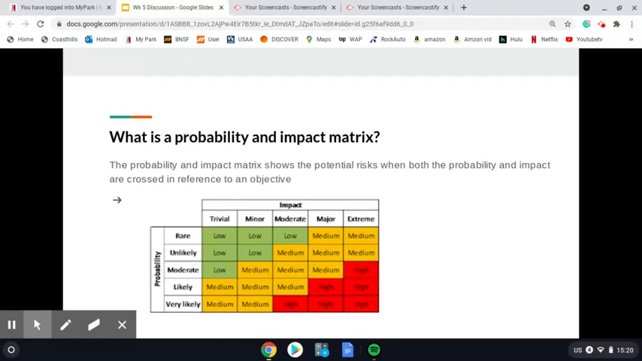So for my restaurant, let's say something not meeting city code would be on the extreme column of the impact spectrum and very likely on the probability. So that would get the most attention and make sure that we get that one done right. And something trivial and rare would go under the top left corner as low.